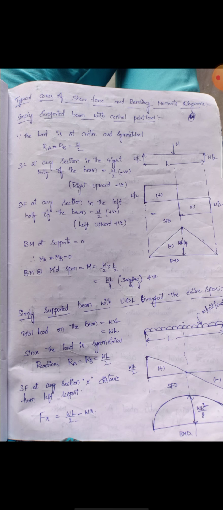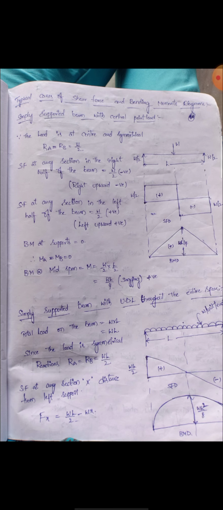There are no horizontal loads, so sigma H is always 0. So only sigma V equal to 0 and sigma M equal to 0, that is, vertical forces equal to 0 and moments equal to 0. These two major equations are regularly used for calculating the shear force and bending moment values. Since the load is at the center and symmetrical, upward forces equal downward forces. That is the sigma V equal to 0 equation, so RA equals RB equals W by 2.